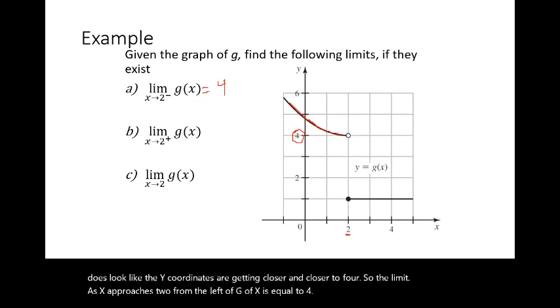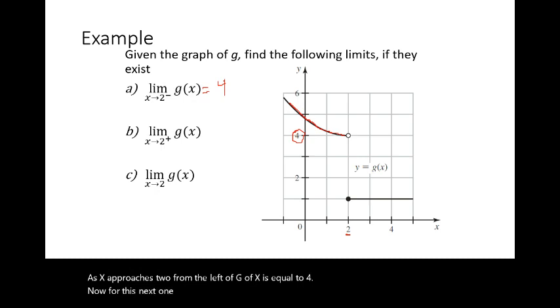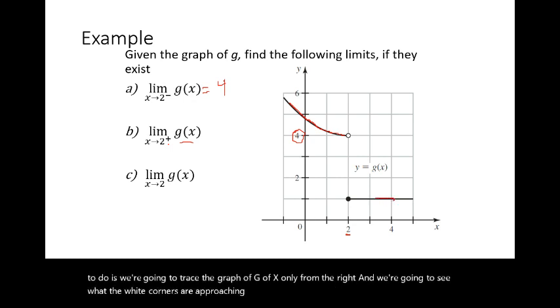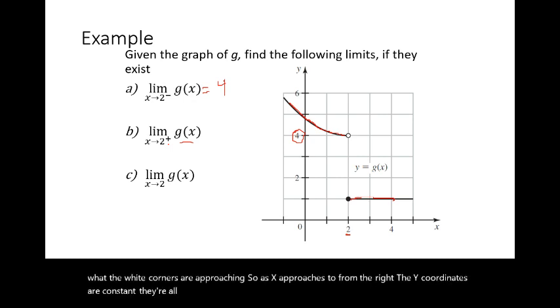Now for this next one, the limit as x approaches 2 from the right of g of x. So what we're going to do is trace the graph of g of x only from the right, and we're going to see what the y-coordinates are approaching. As x approaches 2 from the right, the y-coordinates are constant. They are all 1, and so they are approaching 1. So the limit as x approaches 2 from the right of g of x is equal to 1.